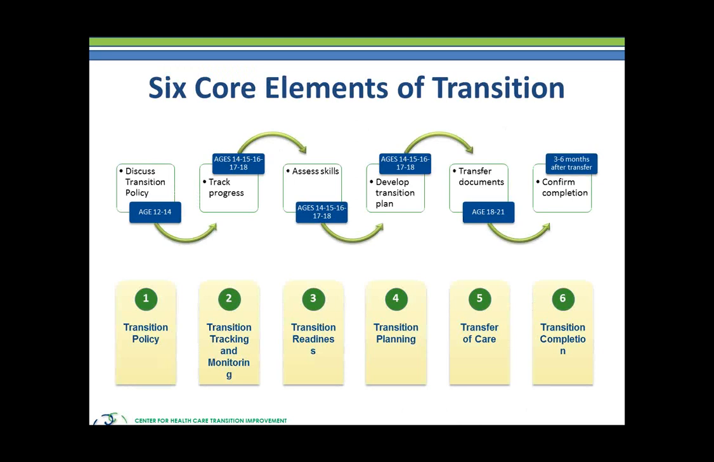So here they are, and how they connect with the age ranges where the core elements are. So there's a transition policy, tracking, readiness, planning, transfer of care, and transfer completion. You can see how it's that wavy figure and how it fits together with the ages, particularly around preventive care or chronic care visits. Next slide.